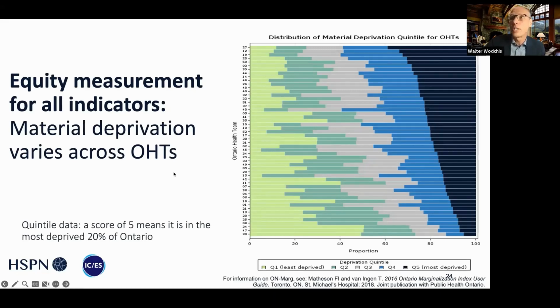But if we look up at the very top of the chart, there's an OHT where almost 40% of their population are living in the most deprived quintile, most marginalized, and only about 10% of their population living in the least deprived areas. So quite a bit of variation across the Ontario Health teams, and this just deals with the population that you need to address and mitigate.